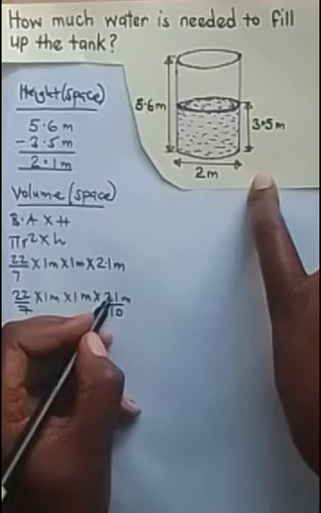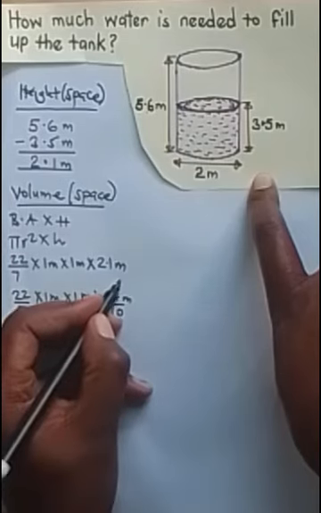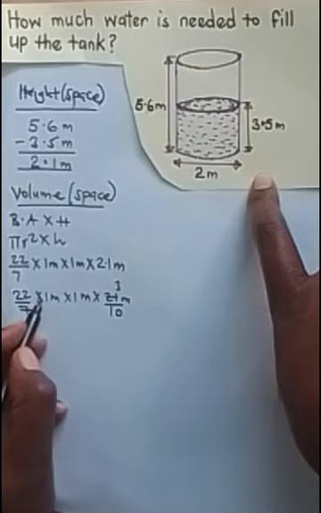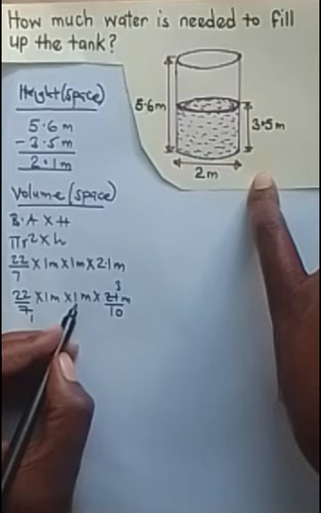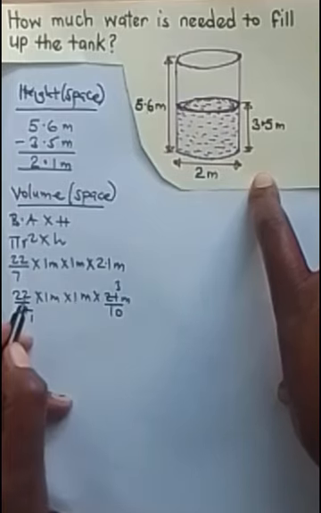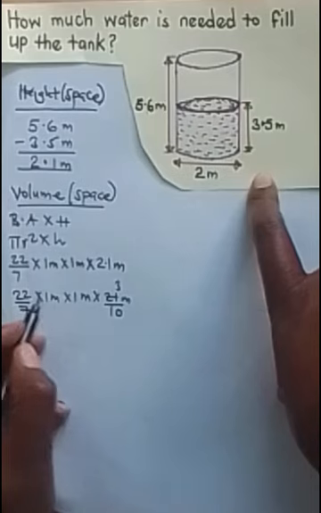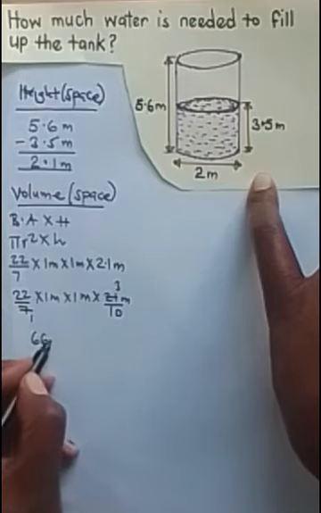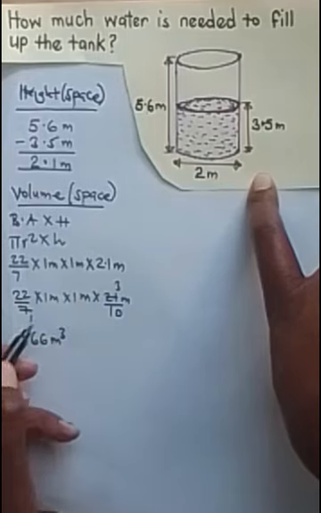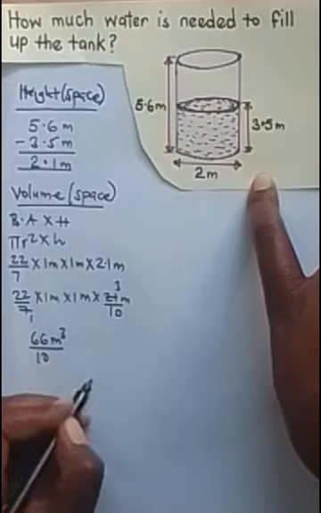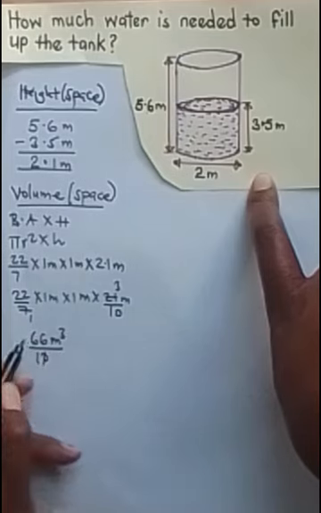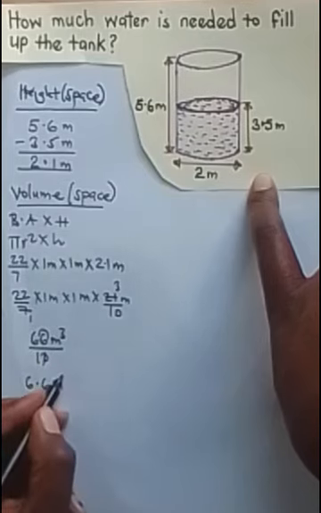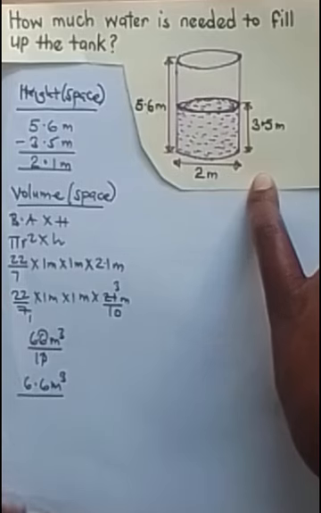What is down can reduce what is up, by 7: 1 by 7, 3. So what is 22 times 1 meter? We get 22 meters. 22 meters times 1 meter, we get 22 squared meters. Now 22 squared meters times 3 meters, we get 66 cubic meters out of 10. So here we reduce, cancel 0, move a point, so we have 6.6 cubic meters. So that is our volume.